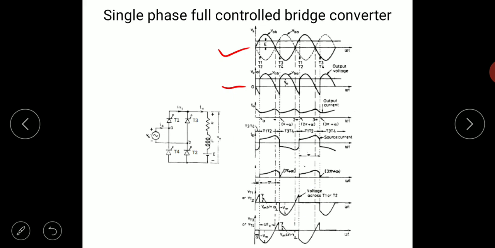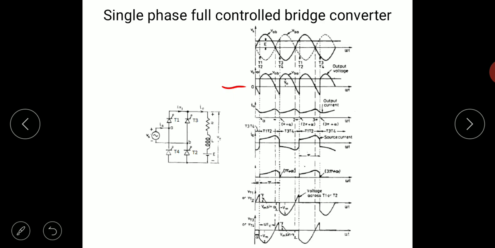So during this interval from omega t equal to alpha to omega t equal to 2 pi plus alpha, the SCR is conducting, hence the voltage across the SCR will be 0, and at all other instants the voltage across the SCR will be equal to the supply voltage.